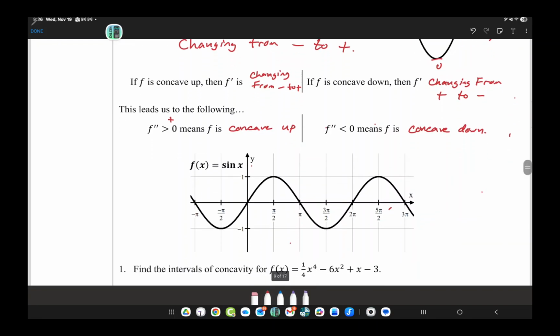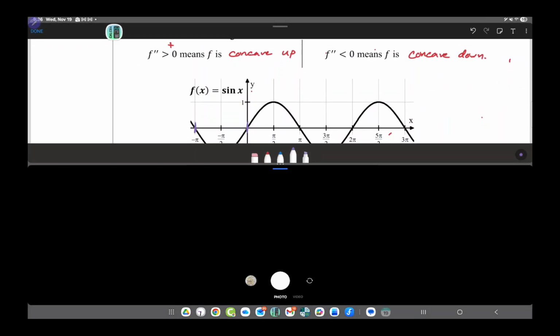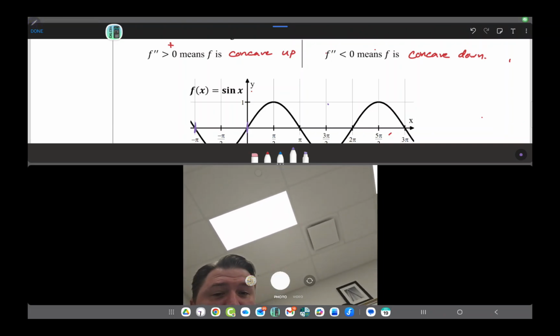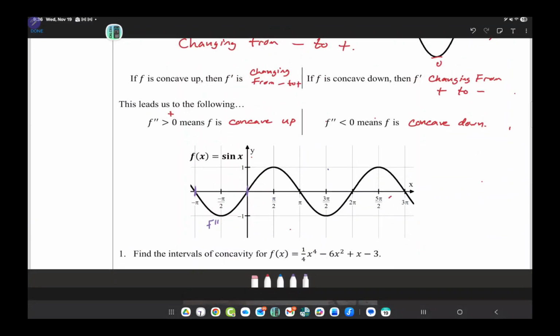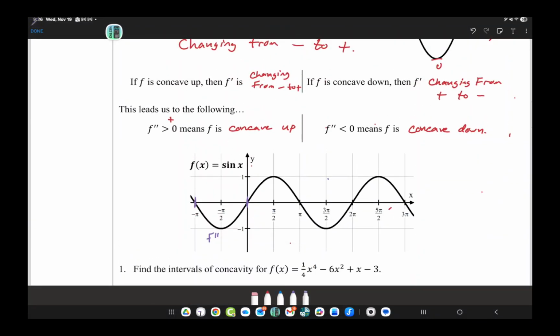Ow. If we look at here, from here to here, f double prime is, what are you doing? Why are you doing that? Hi. Glad that's recorded. All right.